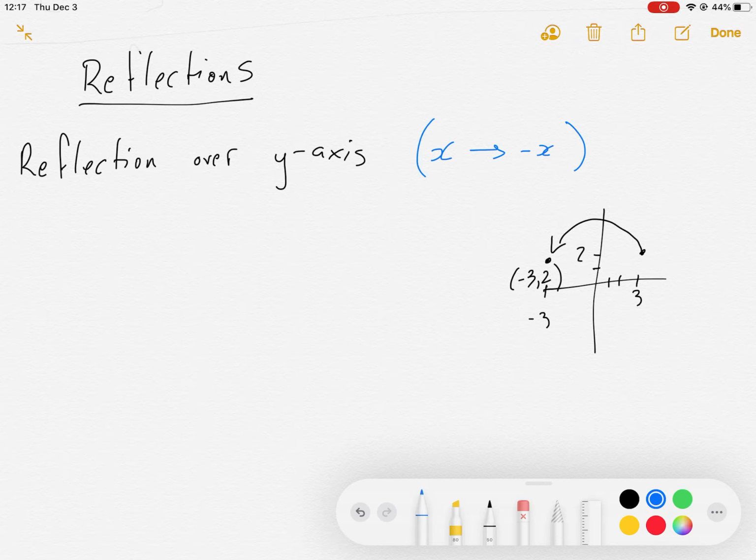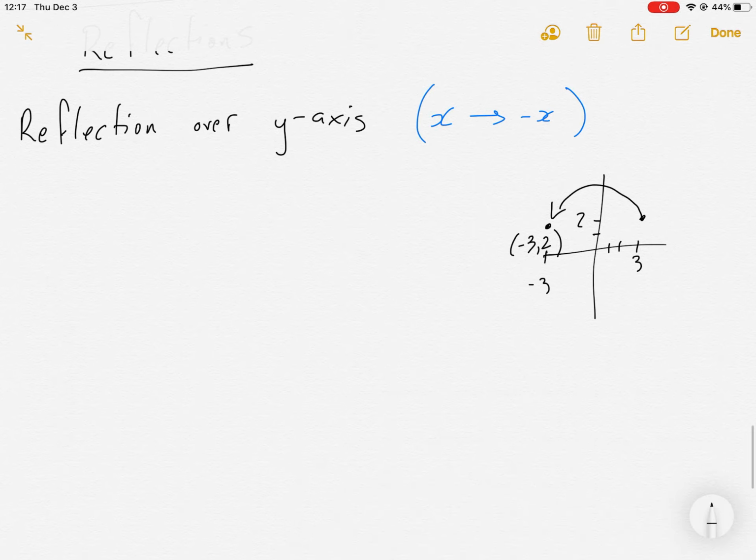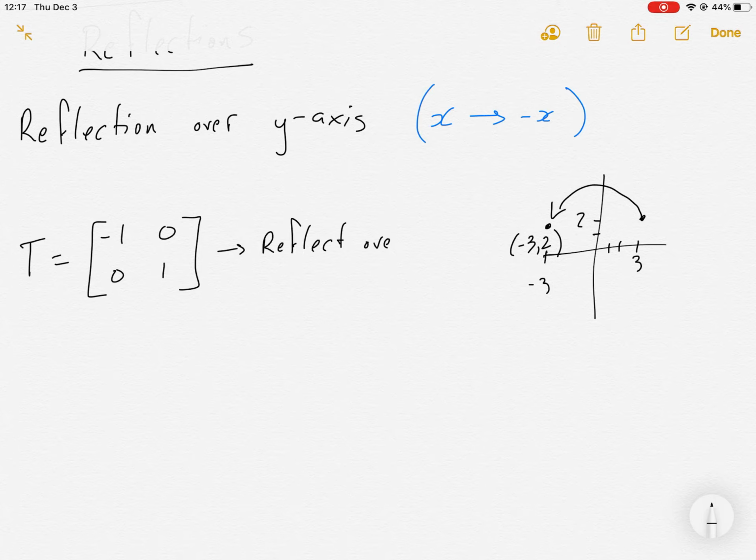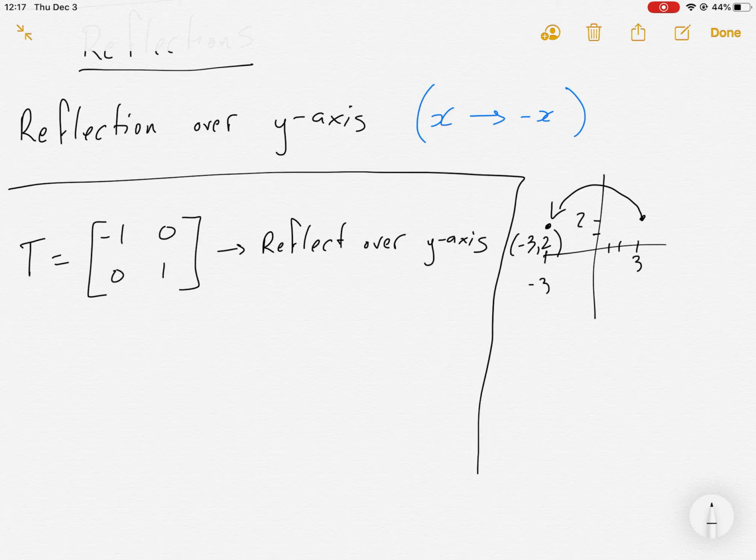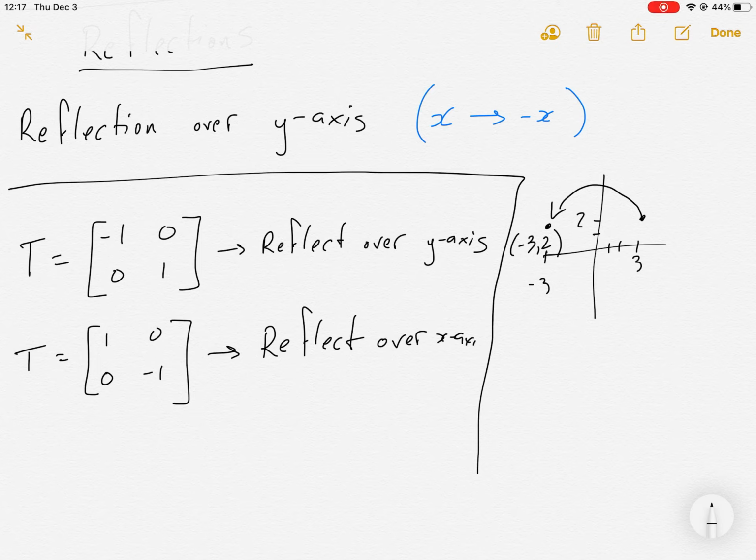And so in order to achieve that, we're going to actually do something very similar to what we did in the dilation section. We're going to dilate by a factor of negative 1, which means that my transformation matrix of negative 1, 0, 0, 1, this will be a reflection over y. And then if I switch the position of that negative 1 and I go 1, 0, 0, negative 1, this would reflect over the x-axis.